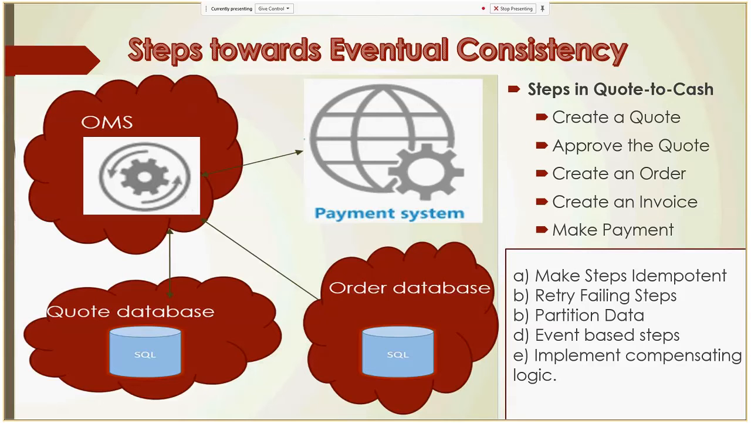Once your steps are idempotent, then you should be able to rerun any of the failing steps multiple times. Of course, we'll have a certain limit on the retry, and if the retry options run out, then you realize that you're not going to be able to run through this transaction, so you have to roll it back. So you should have some kind of compensating logic.